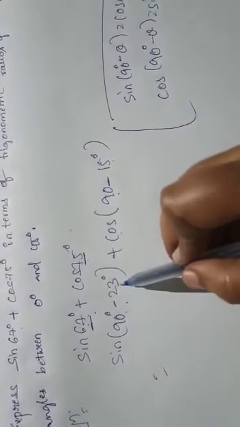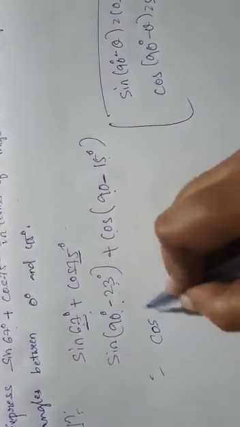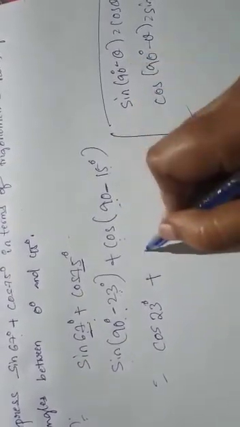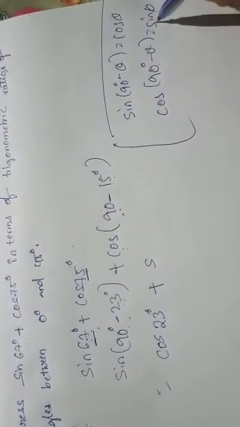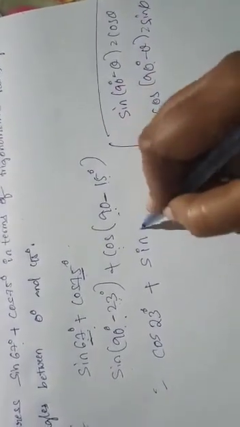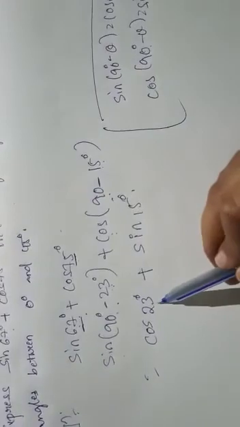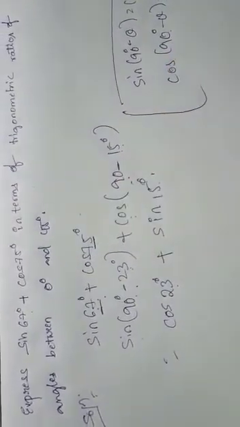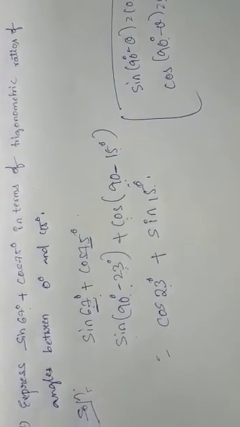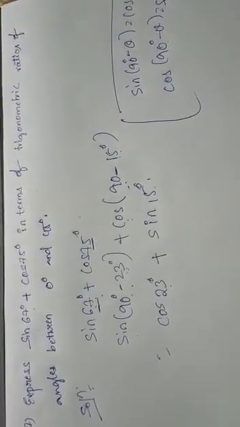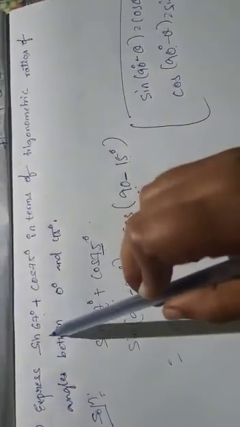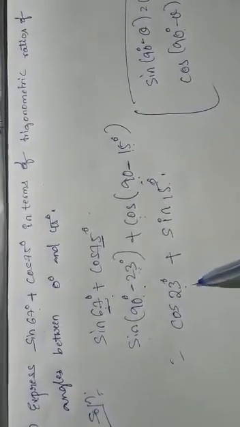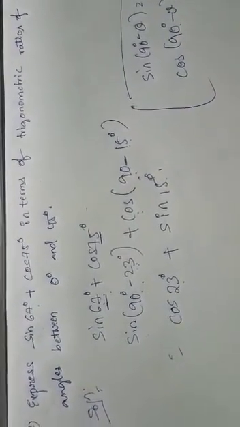Sin(90 minus theta) equals cos theta, here theta equals 23 degrees. Cos(90 minus 15 degrees), cos(90 minus theta) equals sin theta, so sin 15 degrees. See, 23 and 15 are between 0 and 45 degrees. So sin 67 degrees plus cos 75 degrees equals cos 23 degrees plus sin 15 degrees.